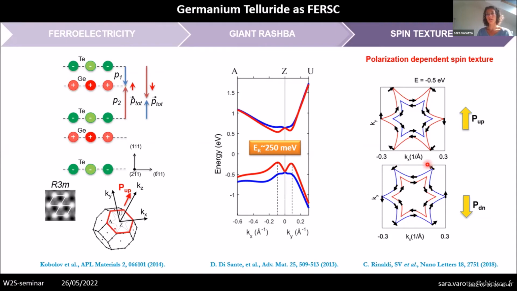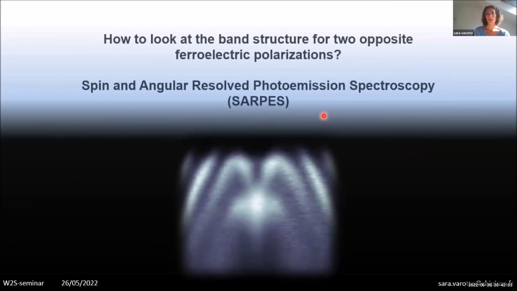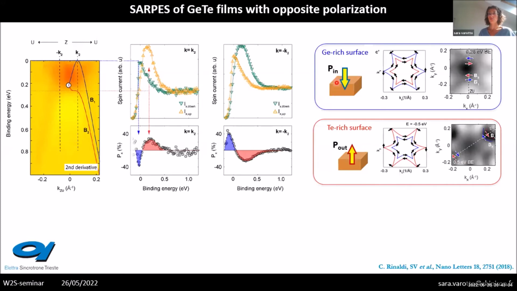What we did is to find an experimental way to show this link. We employed spin and angle resolved photoemission spectroscopy, also called SARPES, in two films that show spontaneously two opposite ferroelectric polarizations. We found a way to stabilize either inward or outward polarization in germanium telluride films by creating either a germanium or a tellurium-rich surface. And what we measured is the spin resolved band structure at Elettra Sincrotrone Trieste. So these are the results for one film, and we operated in this way for both of them.